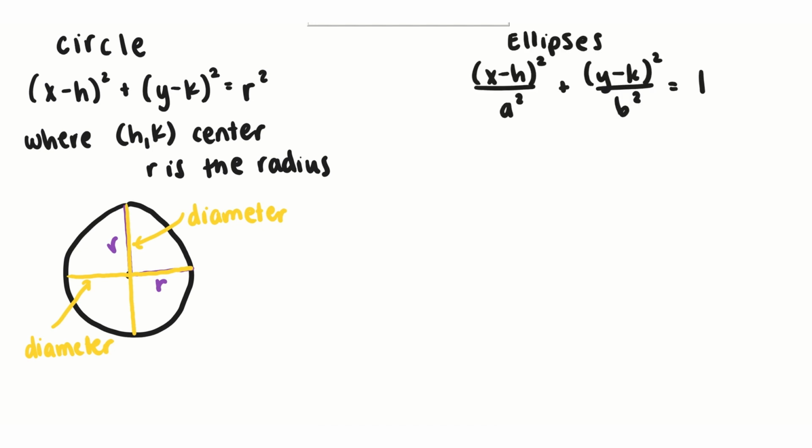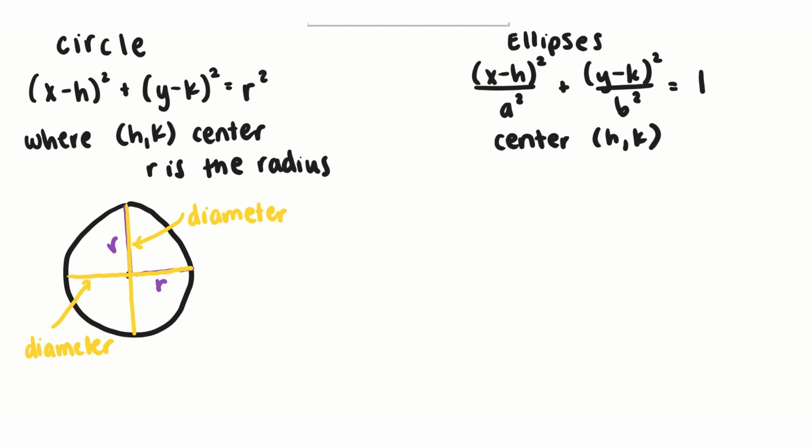Now let's look at the equation of an ellipse. So it looks very similar to the one of a circle because we still have the (x - h)^2 and the (y - k)^2 part, which will also be the center. But now instead of being equal to the radius squared, we're equal to 1, and then we have numbers under each of these x terms and y terms.